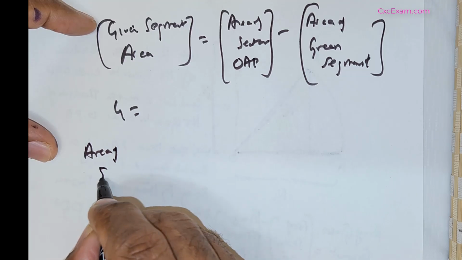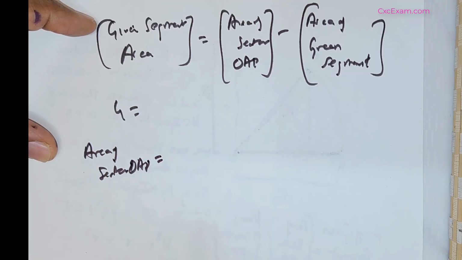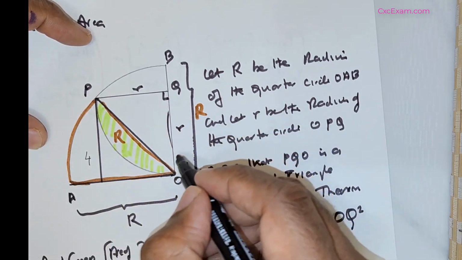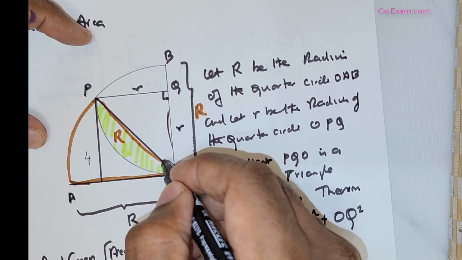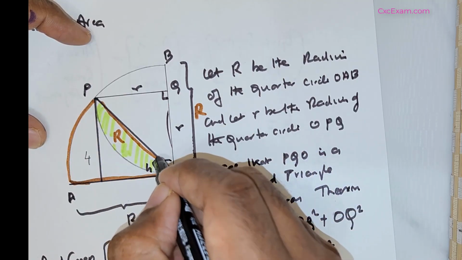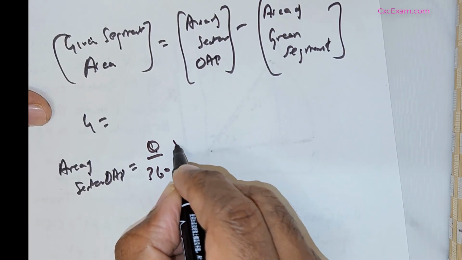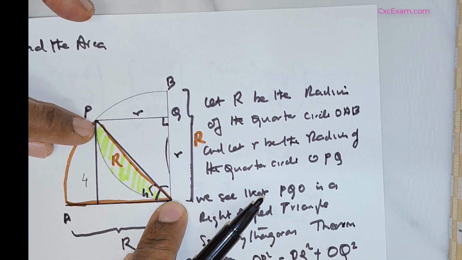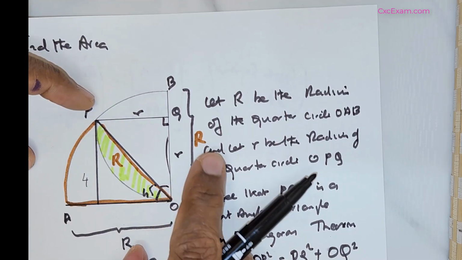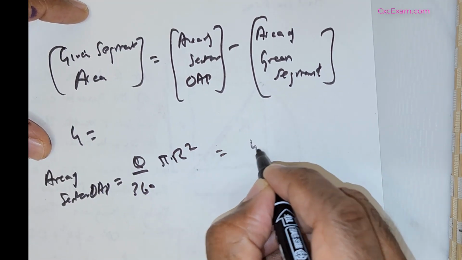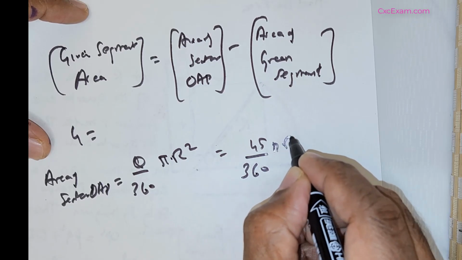So let me calculate the area of sector OAP. As I mentioned to you, this angle is 90, so this angle is going to be 45. This angle will also be 45 because it's part of a square, right? So this is going to be theta over 360 times pi times my radius squared. The radius of the quarter circle is capital R, so this is 45 over 360 pi capital R squared.